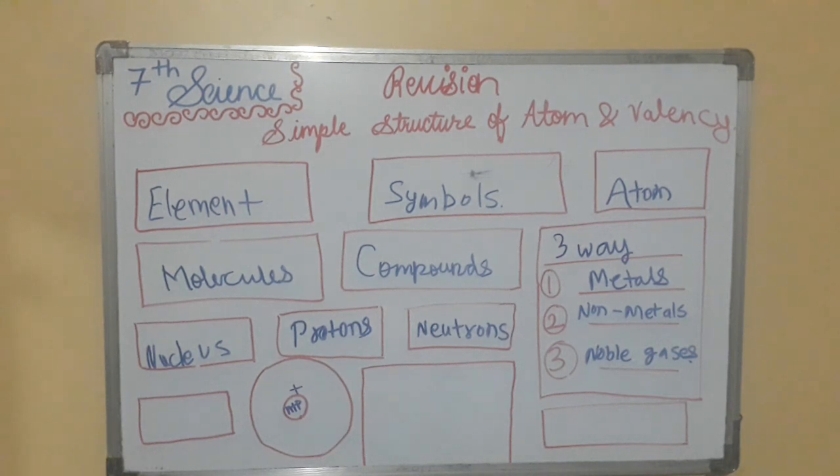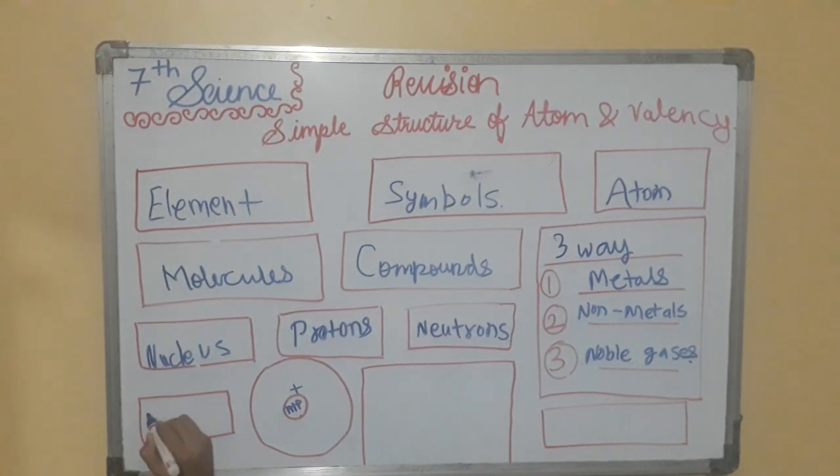Neutrons are present in the nucleus along with the protons. They have no electrical charge and hence are neutral. Neutrons have no electrical charge. They don't have any charge. The number of protons and neutrons in an atom put together is the atomic weight or mass number of the element.